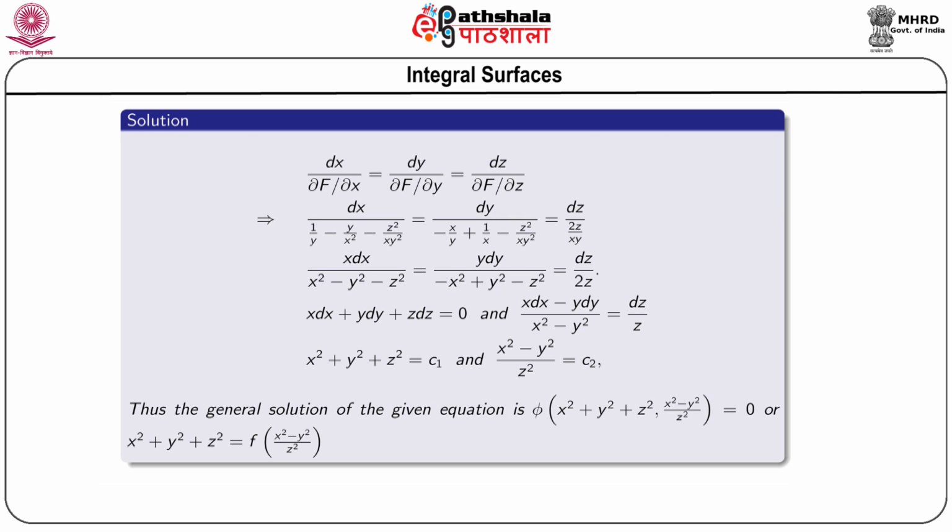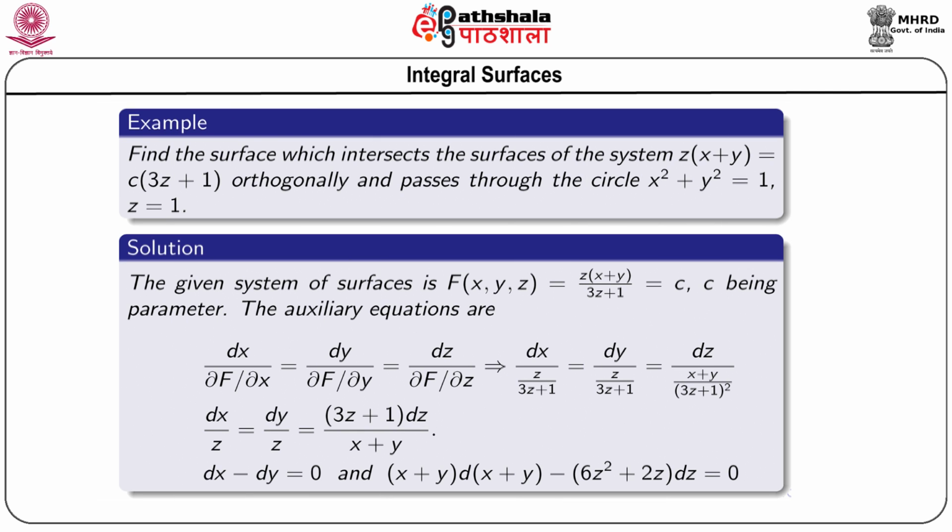So, one integral is x² + y² + z² = C1, and the other integral is (x² − y²)/z² = C2. So, the general solution of the quasi-linear equation is φ(x² + y² + z², (x² − y²)/z²) = 0, or in explicit form one can write the equation as x² + y² + z² = f((x² − y²)/z²).